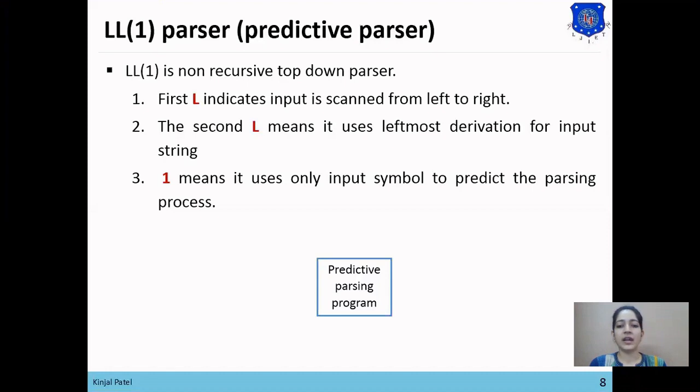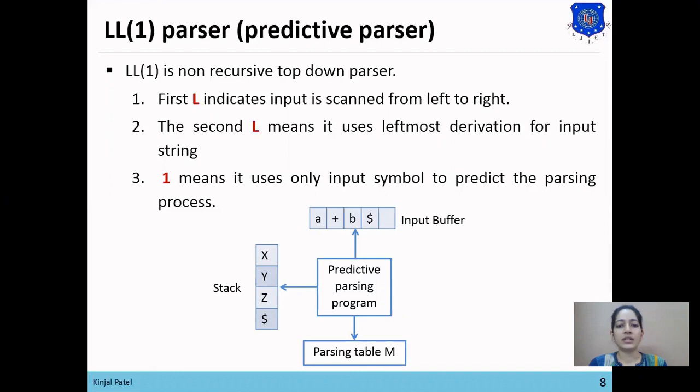Now we'll understand how predictive parsing works and which data structures are required by the predictive parser. First data structure is input buffer. Input buffer is used to store the input string. Then second data structure is stack. Stack is used to store the procedures used by the predictive parser. And third data structure is parsing table. We'll construct the parsing table from a given grammar. And using these 3 data structures, the predictive parser parses the string and generates the output.